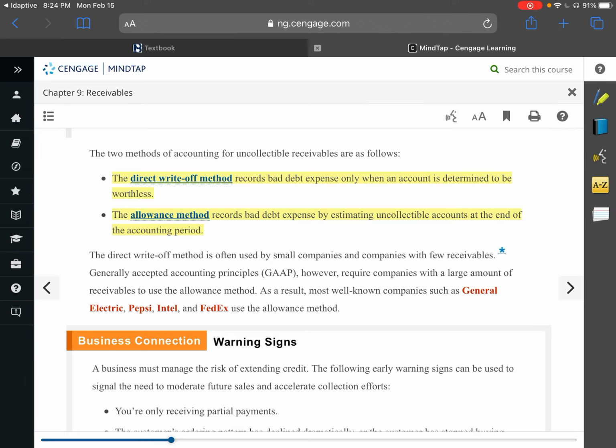Whereas if you take Apple, who might have 10,000 customers that buy things on credit, it would not make sense for them to go through that entire list of their accounts receivable and try and figure out who's not going to pay them. So instead, the larger companies use the allowance method and they estimate uncollectible accounts. Okay? So the direct write-off method records bad debt expense only when an account is determined to be worthless. Contrast that with the allowance method, which records bad debt expense by estimating uncollectible accounts at the end of the accounting period. Okay?